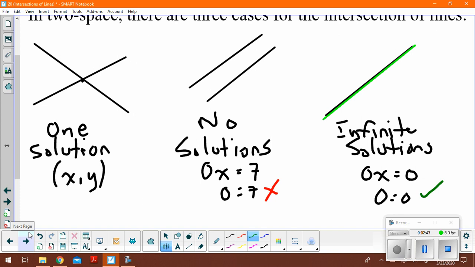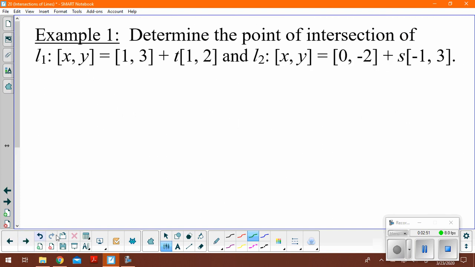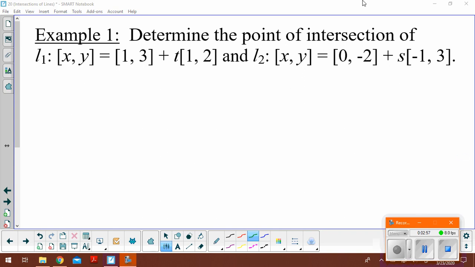Now, we're going to talk about how to do this with vector forms of the equations. So we'll get right into it. Determine the point of intersection between these 2 lines. In this process, we'll end up using the same tools that you used in the grade 10 course. We're just going to start by writing these out in the parametric form of the equation.